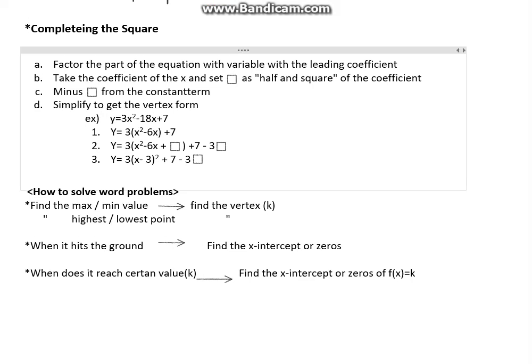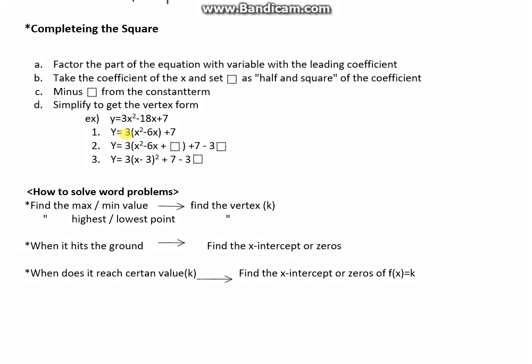Completing the square. So basically this is kind of the order you would need to know to complete the square. If I just walk you through it, number 1 would be factoring the part of the equation with the variable out by the leading coefficient. Like this, if we have an example function of y equals 3x squared minus 18x plus 7, the first part would be factoring out the leading coefficient, and in this case it would be 3.